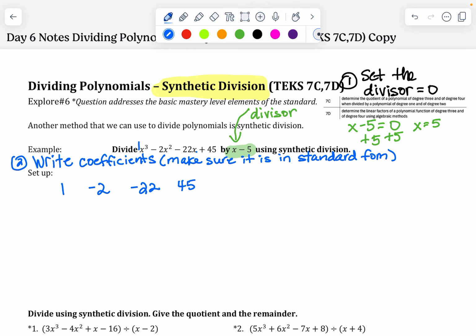And then we are also, during this step, going to add in the divisor to the half box. So what I mean by that is just literally put half of a box here and put the 5 from here in that half box.